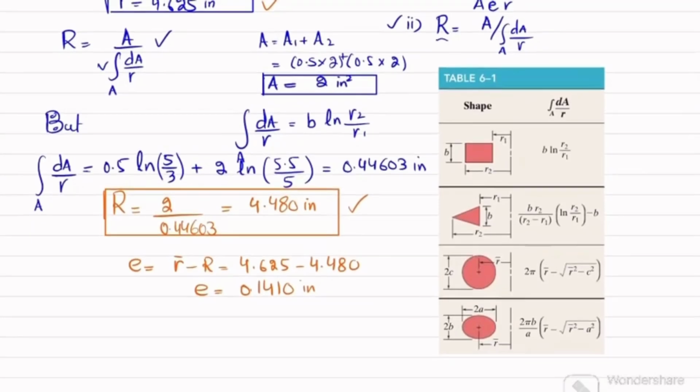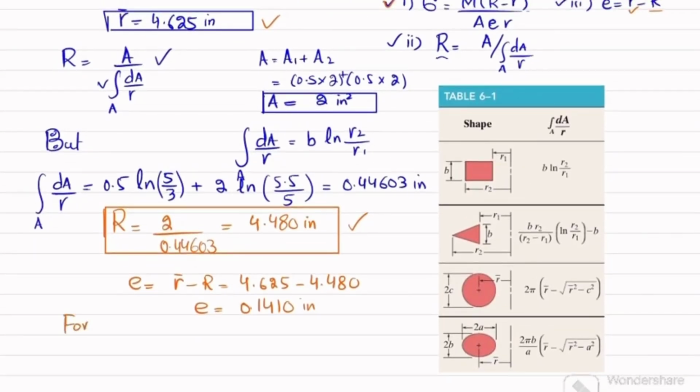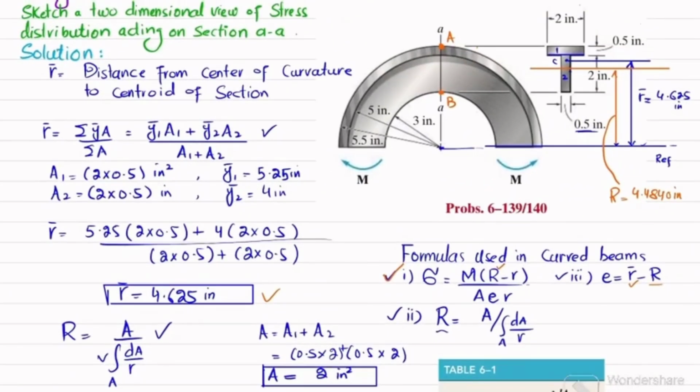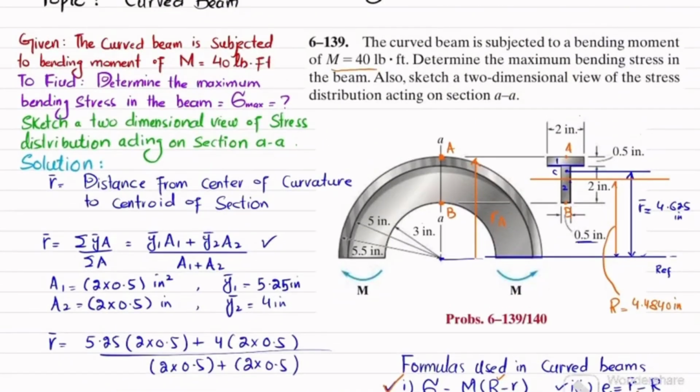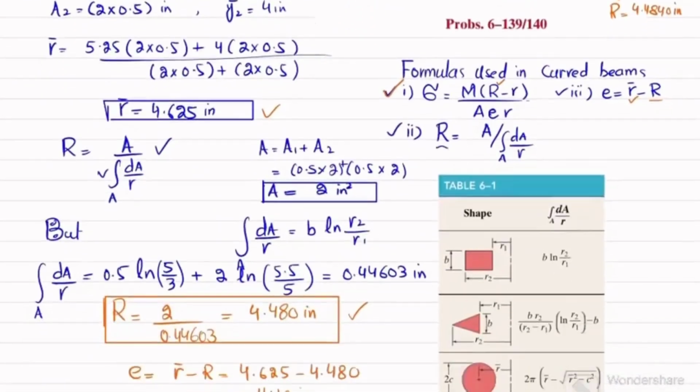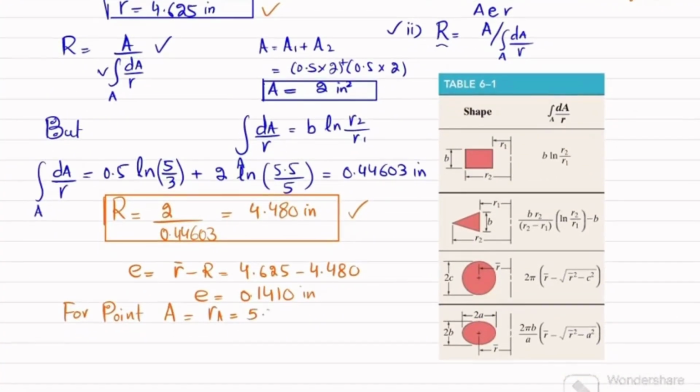So for point A, what is point A? Point A is this A. So this distance will be equal to rA. This is your point A and this is your point B. So first we will find the bending stress for point A. For point A, rA is equal to how much? rA is equal to 3 inch plus 2 plus 0.5, which is 5.5. I will write rA is 5.5 inch.